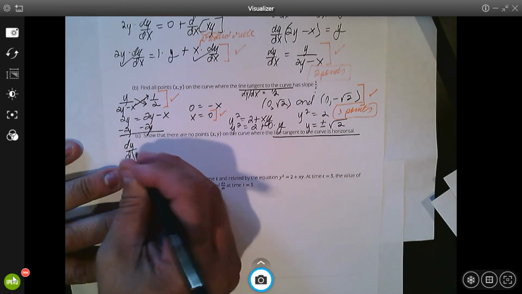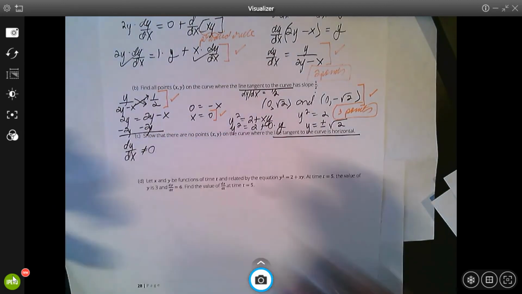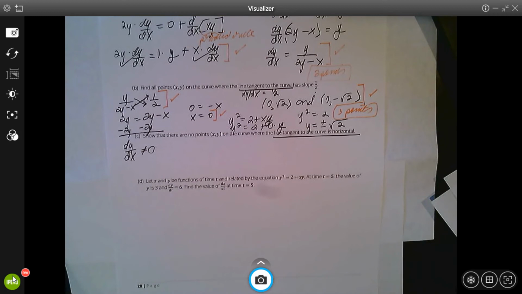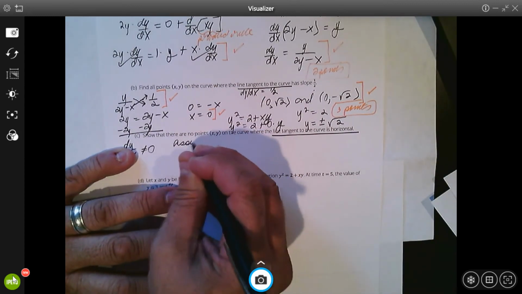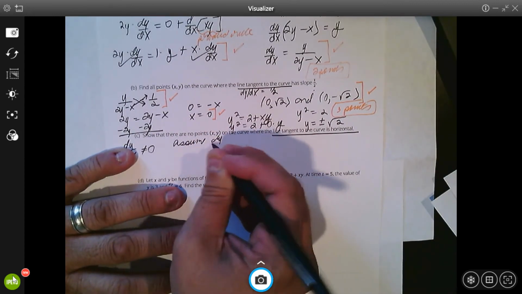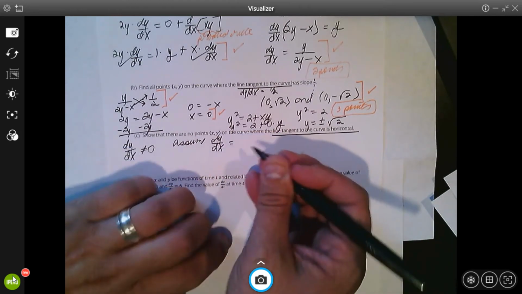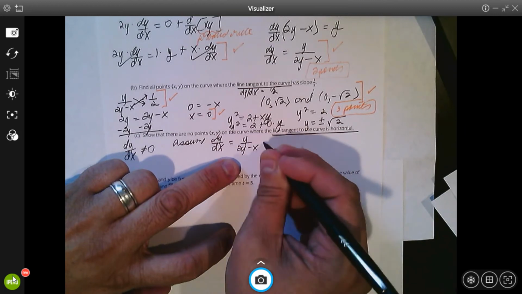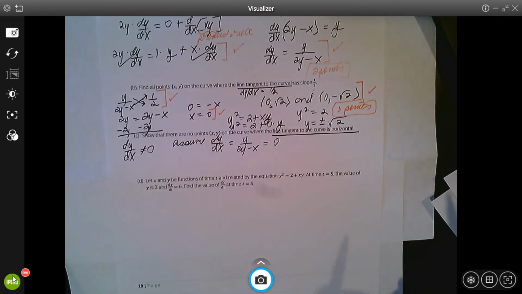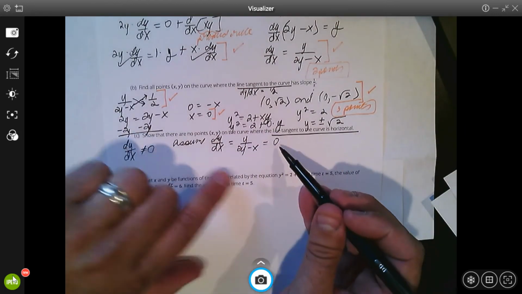So what they're saying is dy dx is never going to be equal to 0. The way that we're going to solve a problem like this is called proof by contradiction. What we're going to do is assume that there is some place where dy dx, which is y over 2y minus x, is equal to 0.